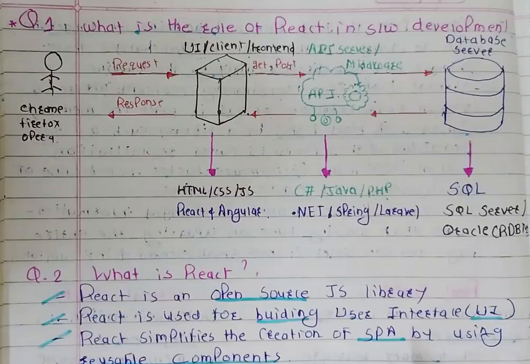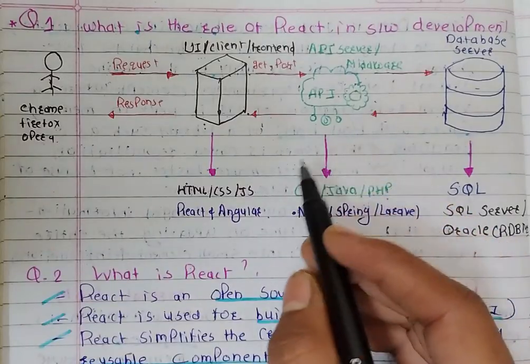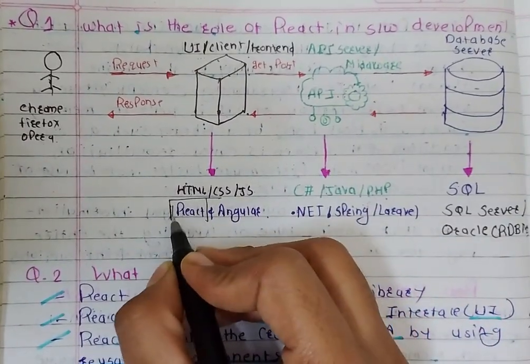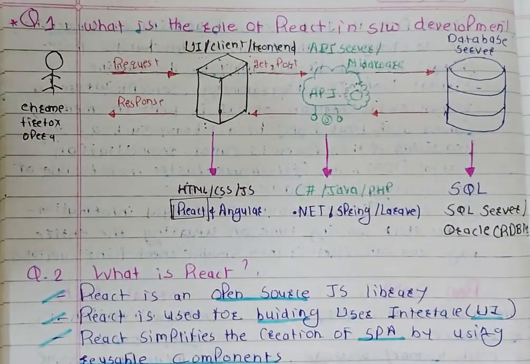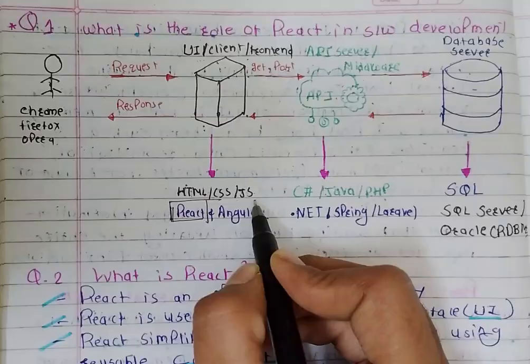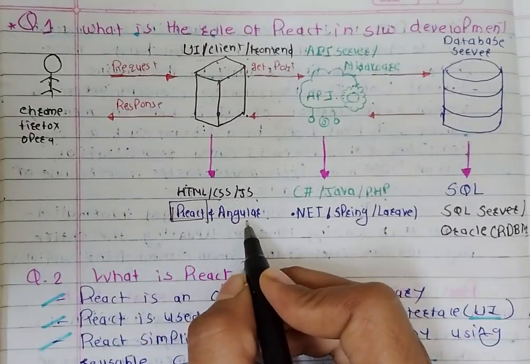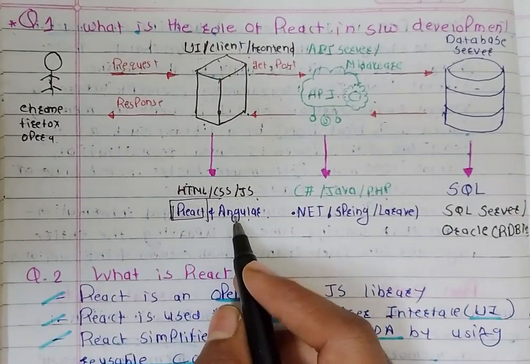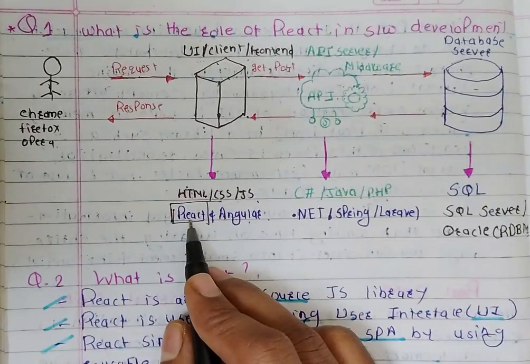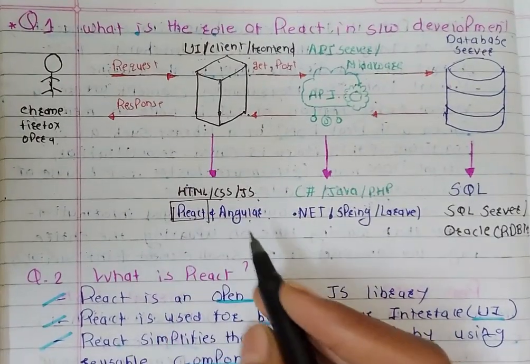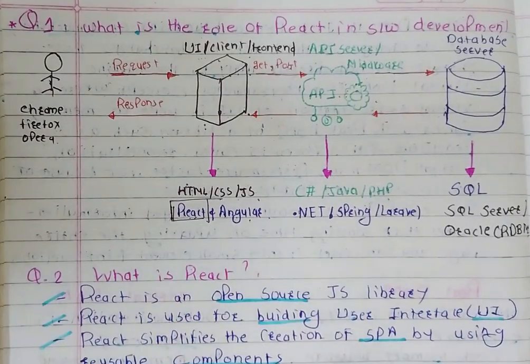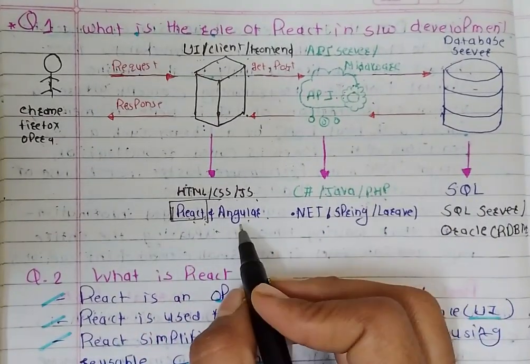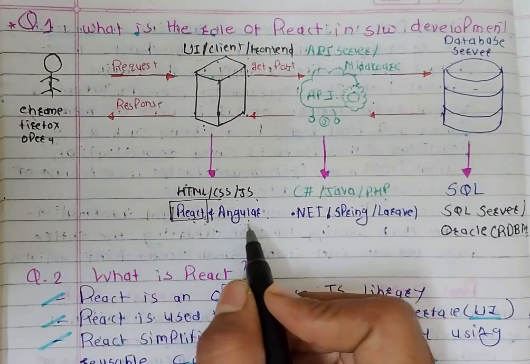How does the React front end work in software development? This is where React stands. With the help of React, we can make the front end using HTML, CSS and JavaScript, and Angular. These are both JavaScript technologies; React is basically a library, but it has more popularity. It has a specific role as a React developer. Angular, you can say, is a framework.